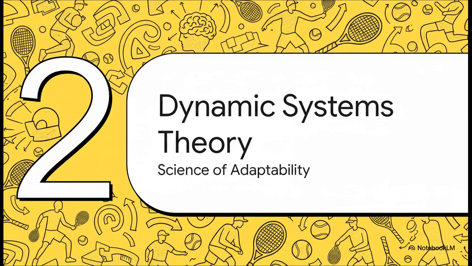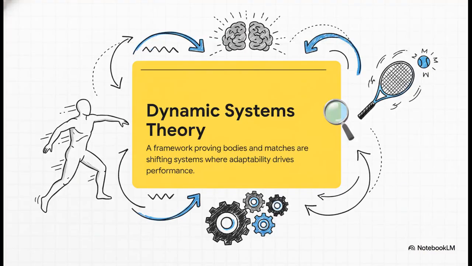Let's move right into Section 2, Dynamic Systems Theory Explained, the Science of Adaptability. Dynamic Systems Theory, or DST, is this incredibly fascinating framework that is completely upending traditional sports science. It basically states that the human body, the environment, and the task at hand are all constantly shifting, interacting systems. Because these variables are literally never the exact same twice, DST proves that perfect repetition is, well, it's a total myth.